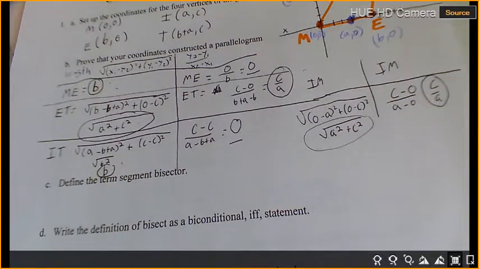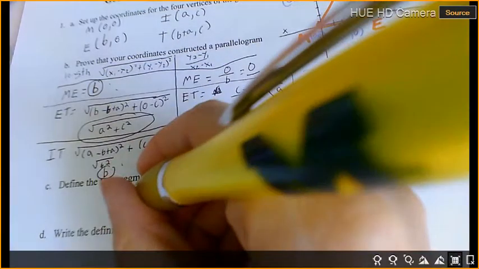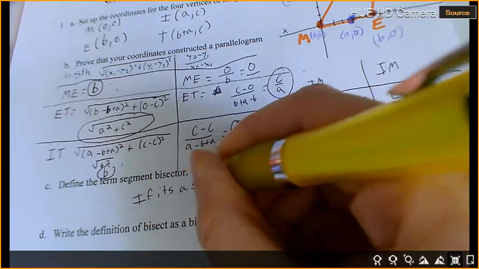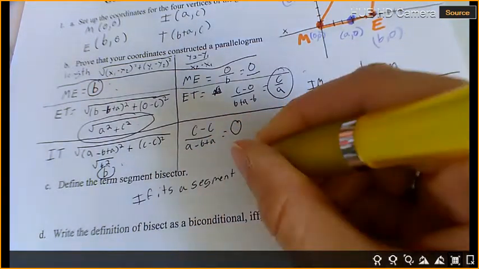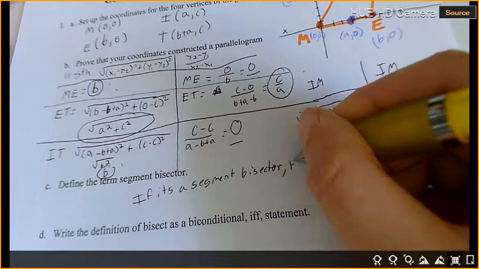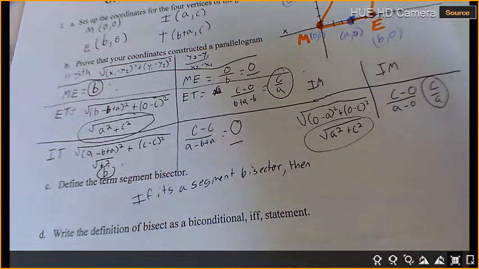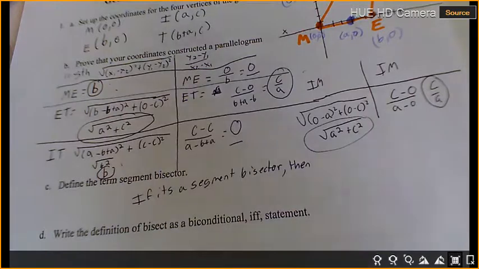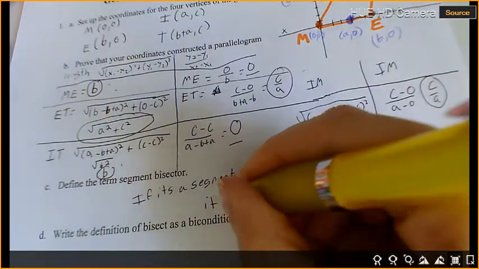Define the term segment bisector. If it's a segment bisector, then what? What does segment bisector mean? A segment is a line and a bisector cuts it in half. Then it cuts the segment in half.